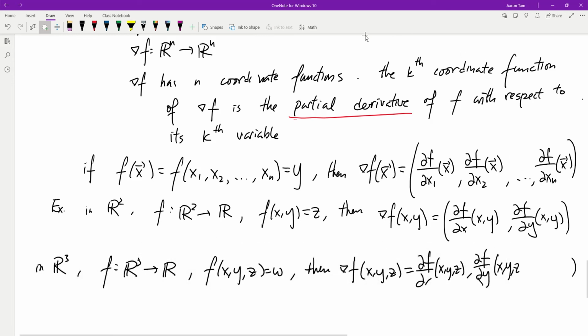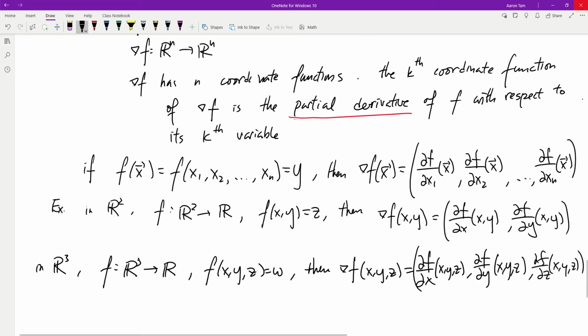Okay, so df, oops, I don't know why. Oh, there's a line right here from the x. Okay, there you go. And df over dz of x, y, z. So that becomes the gradient. The gradient is now nothing more than a collection of the partial derivatives that we have.